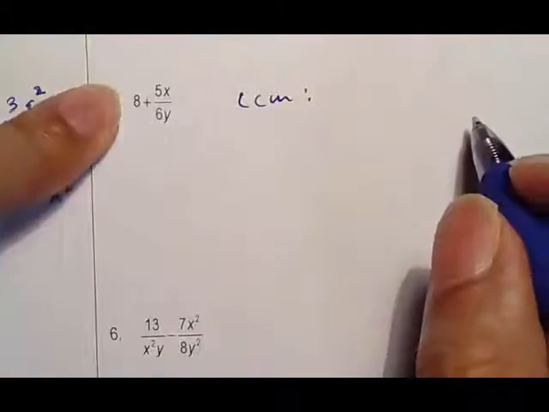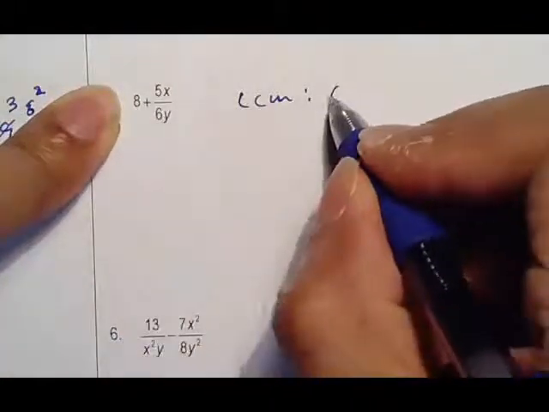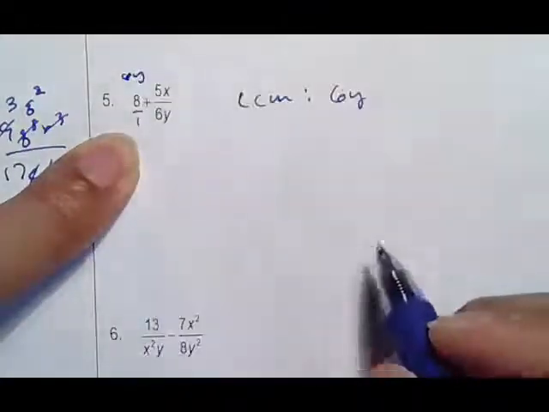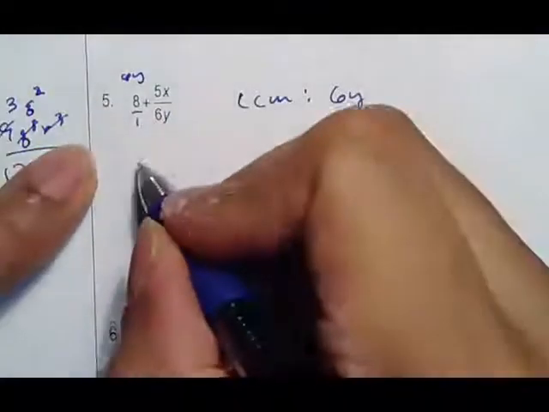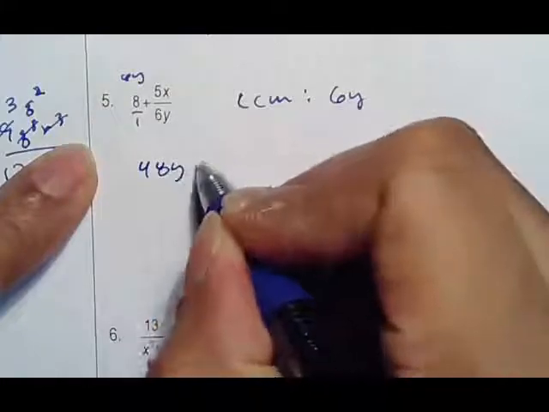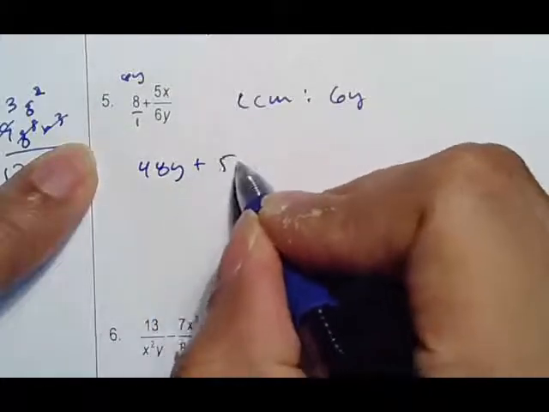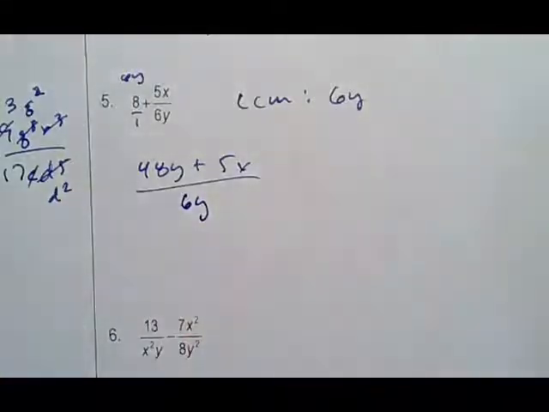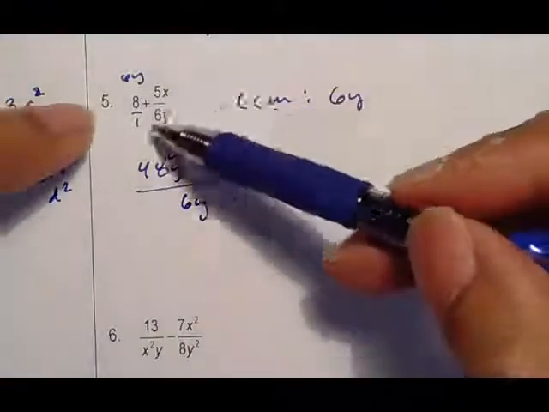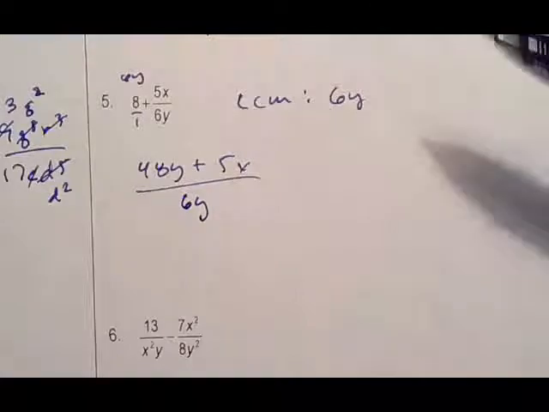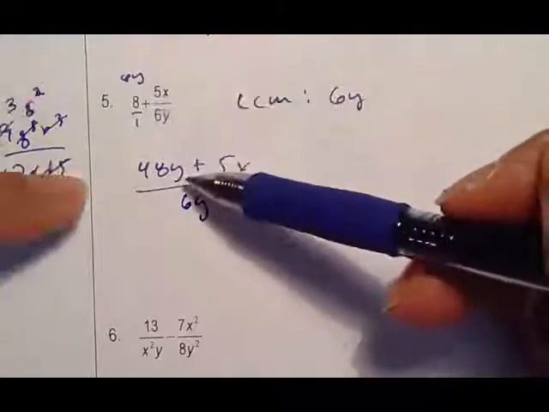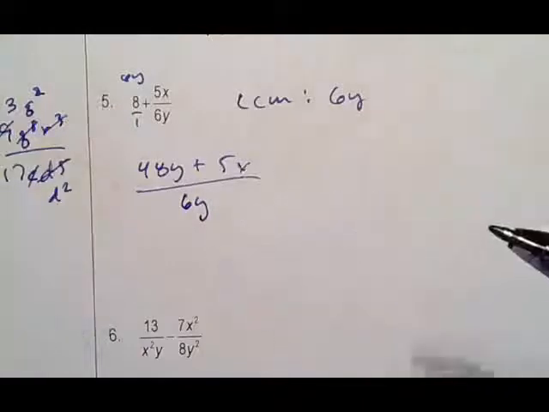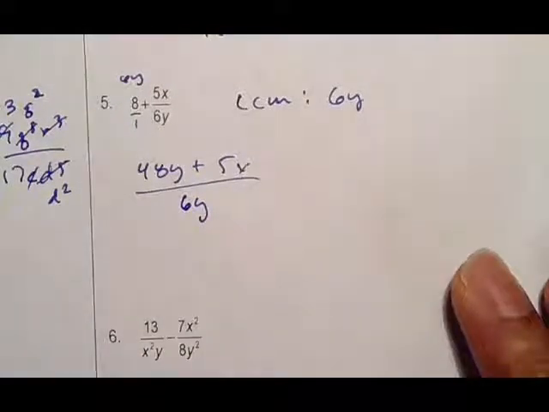Again, adding here, we need a least common multiple. To me, the least common multiple is 6y. Since this is 8 over 1, this is actually missing a 6y, which means that this turns into 48y plus 5x over 6y. Again, 6y is missing from this, and nothing is missing from that because it matches. 6y times 8 turns to 48y, 5x comes down, LCM comes down as 1. There's your answer.